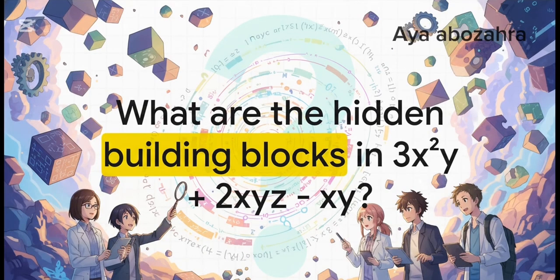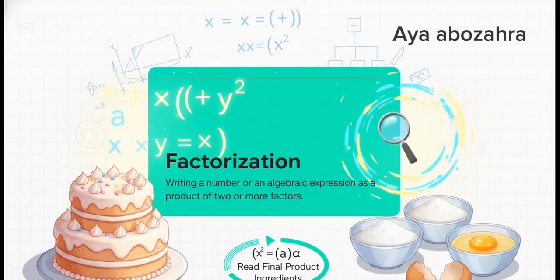Okay, let's just jump right in with the puzzle. Take a look at this expression. At first glance, it just looks like a total mess, right? A jumble of letters and numbers. But what if I told you there's a common ingredient, a hidden piece that all three parts share? Finding that piece, well, that's the whole game. And that's really what factorization is all about. It's just the process of figuring out what something is made of.